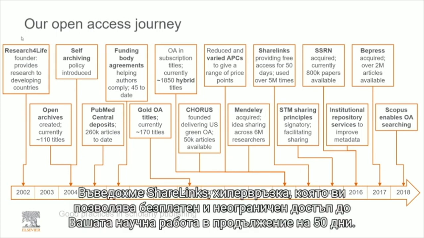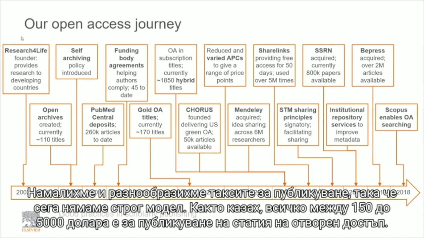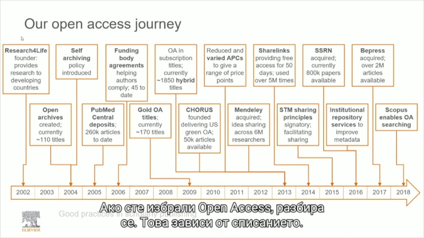We introduced share links, so links which allow you free and unrestricted access to your research paper for 50 days. You can share it with whoever you like for 50 days. You'll get it for free. We reduced and varied our APCs, so we don't have a strict number. As I said, anything between $150 and $5,000 per open access paper, if you choose open access, of course, and that depends on the journal.